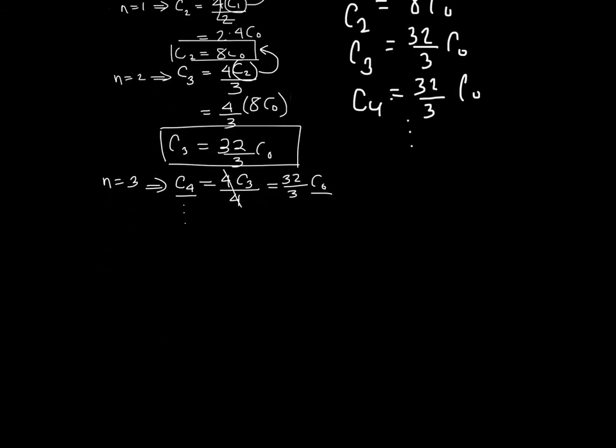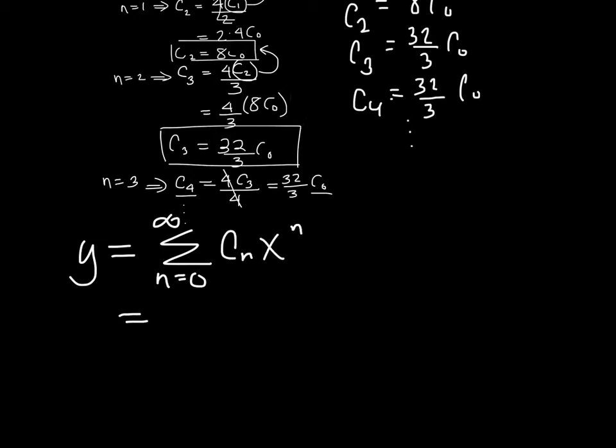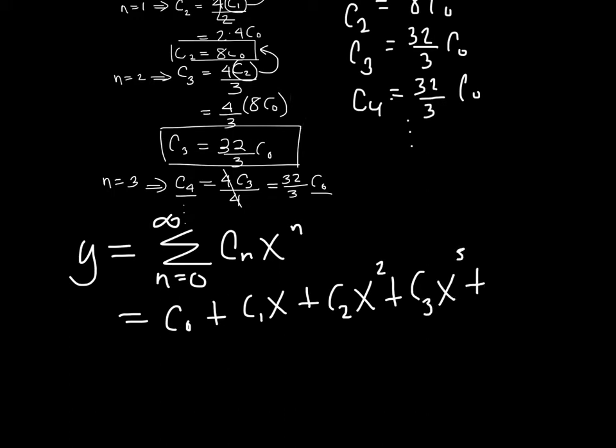So what was our goal? Our goal is to find a solution to this differential equation. And remember, we assumed that it was a power series solution. So I'm just rewriting my y. So we have Cn x to the n. But again, what does this mean? This is just C naught, x to the 0, which is 1. Or in other words, C naught plus C1x plus C2x squared plus C3x cubed plus dot dot dot. It's an infinite series.